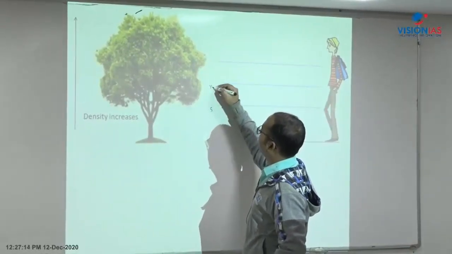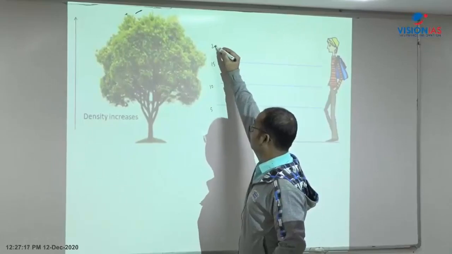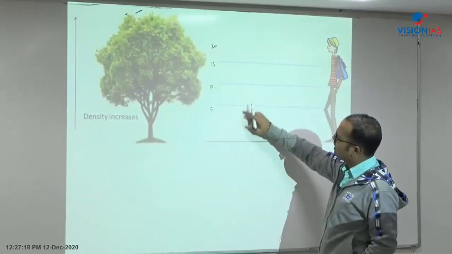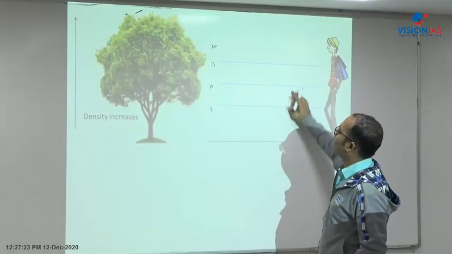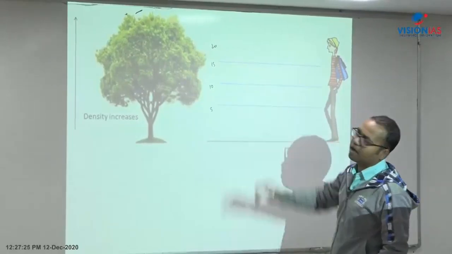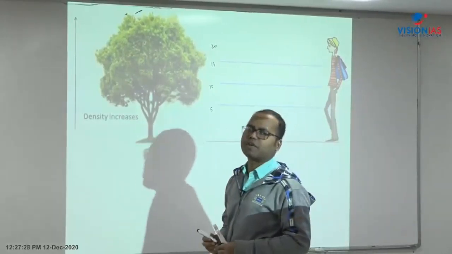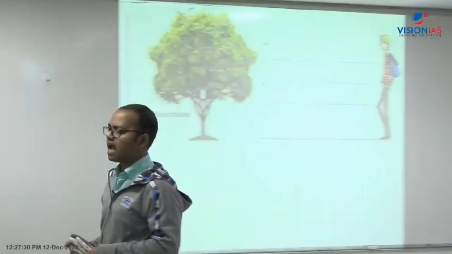So I can clearly say if I am moving from downward to upward, density will increase. Suppose this is 5, 10, 15, 20. An air pocket means within this range, density is 5. Within this range, density is, suppose, 10. Here 15, beyond 20. Just for the sake of understanding, I have given the numbers.